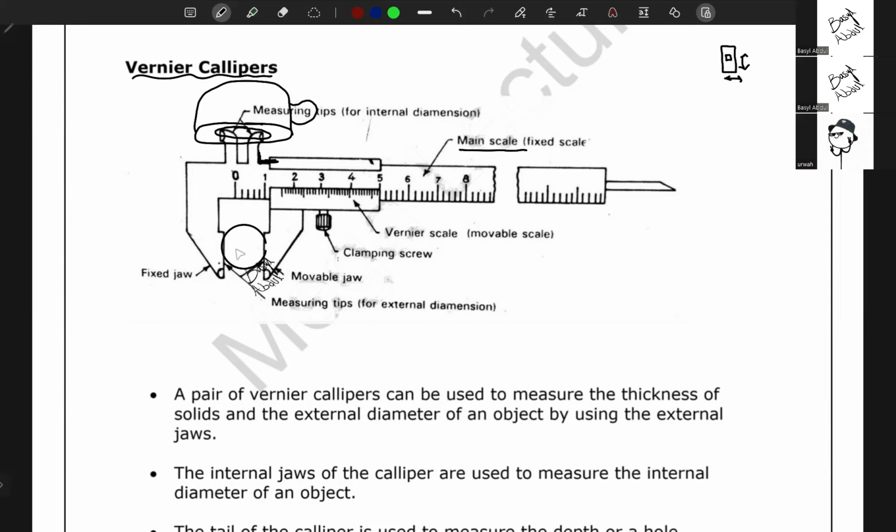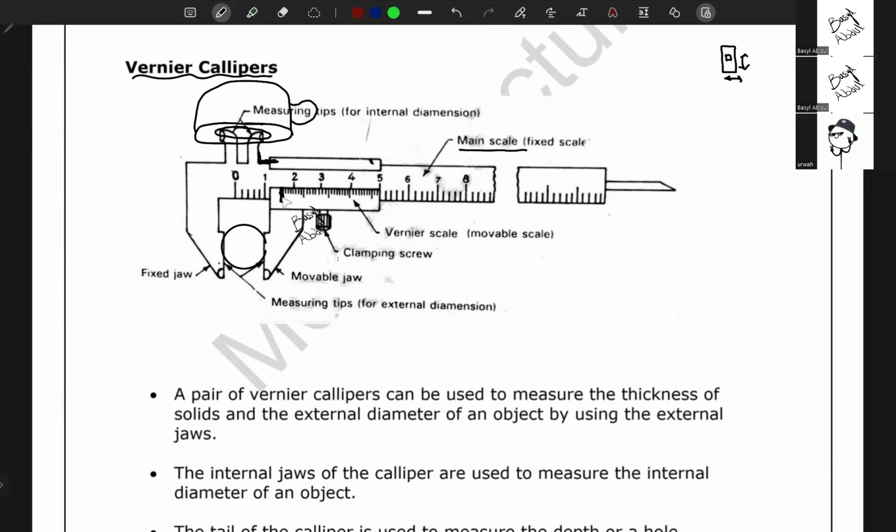Okay, so for example, if you were to record the diameter of this ball, you would basically put this ball inside this, and you would close the jaws. Then you would read the main scale. That's the first step, right? So this is your Vernier scale, and this is the 0 on your Vernier scale. You would record what is exactly to the left of this 0.